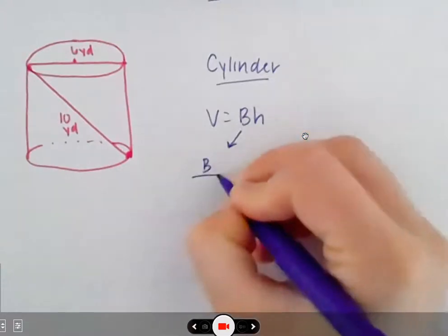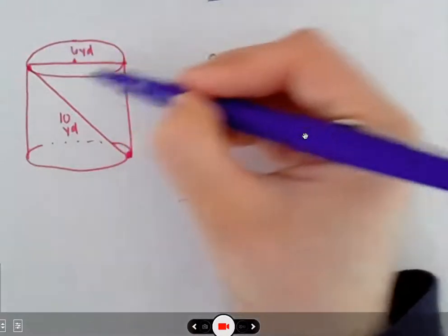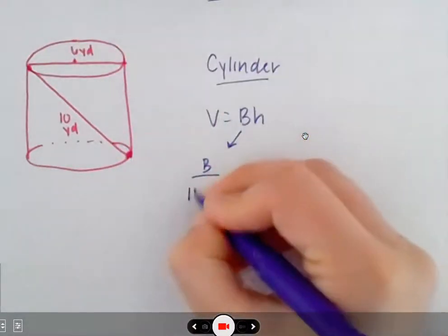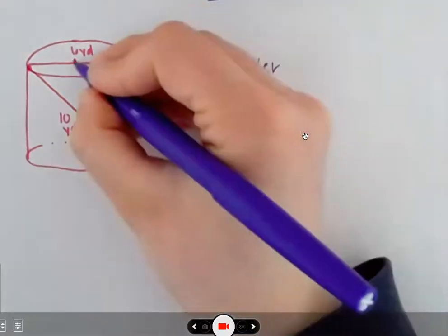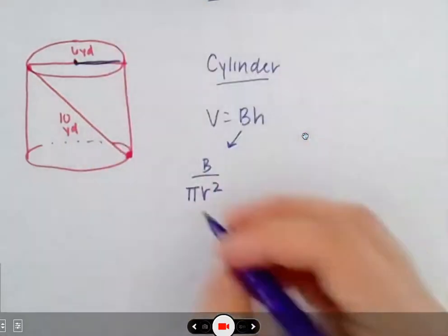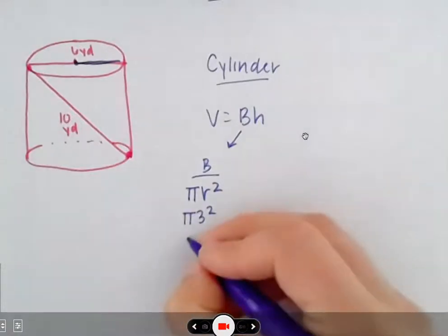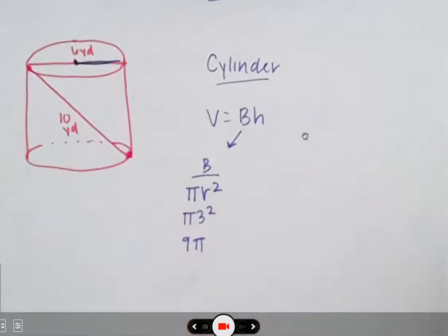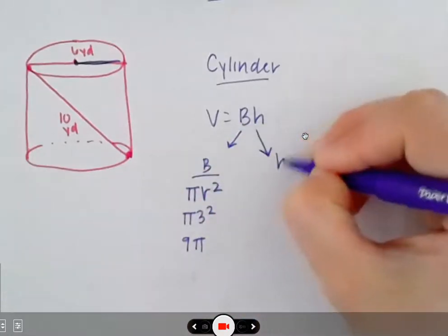So if I want to find my base area, my big B, I have a circle, right? And how do you find the area of a circle? It's pi r squared. My radius would be half of 6, so it's 3. So pi 3 squared gives us 9 pi. Let this hang out for a second until we get what our height is.